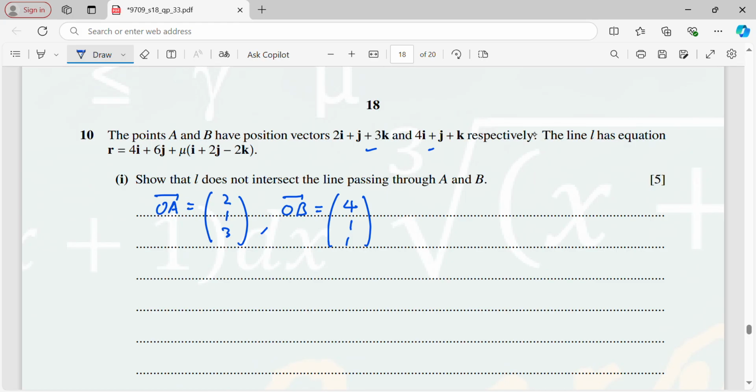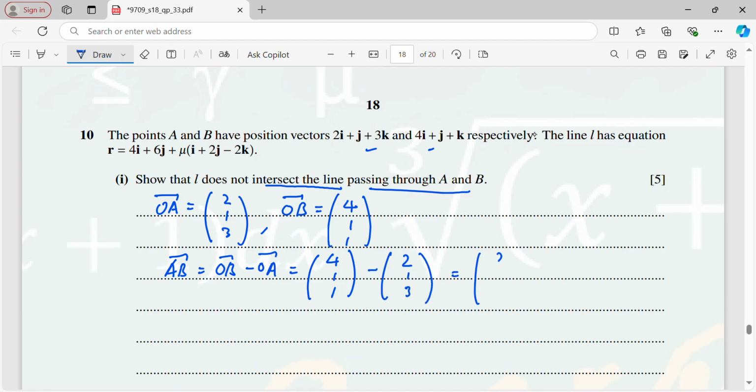Now, look at the question. Show that it does not intersect the line passing through AB. That means now I need to form the line AB first, the vector equation. So vector AB is OB minus OA. Then this is going to be 4, 1, 1 minus 2, 1, 3. So 4 minus 2 is 2. 1 minus 1 is 0. 1 minus 3 is minus 2. You can express in this form or you can factorize the 2, up to you.